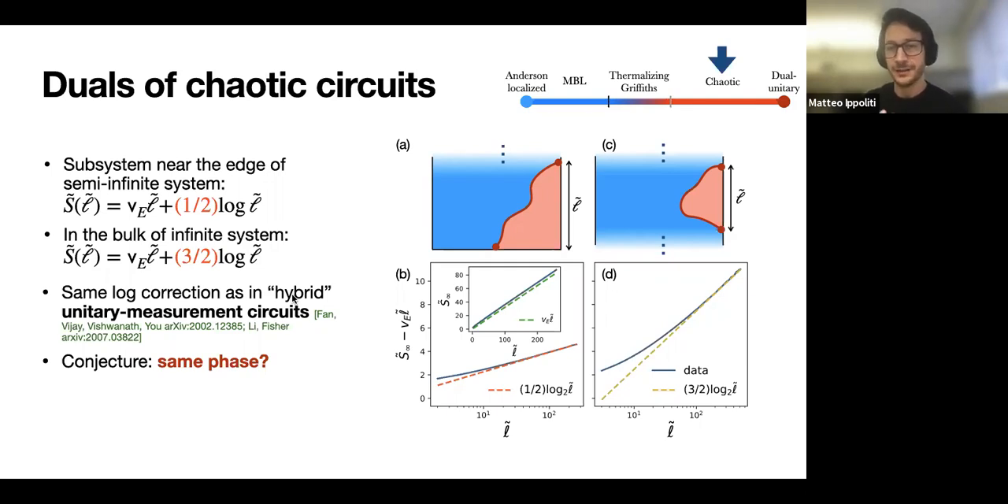So there is an interesting open question, I guess, about whether or not these space-time dual circuits realize the same phase or not. At this level, they agree. There are some finer diagnostics that we're currently looking at that suggest that they might be different, but that's, I would say, still an open question.